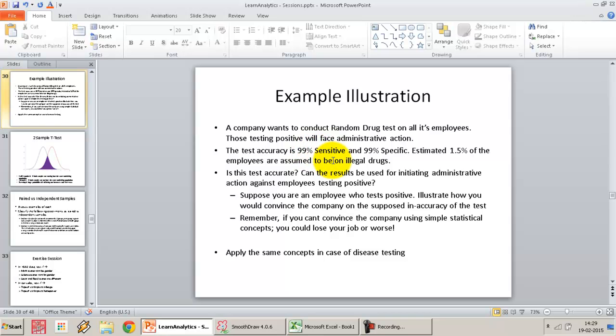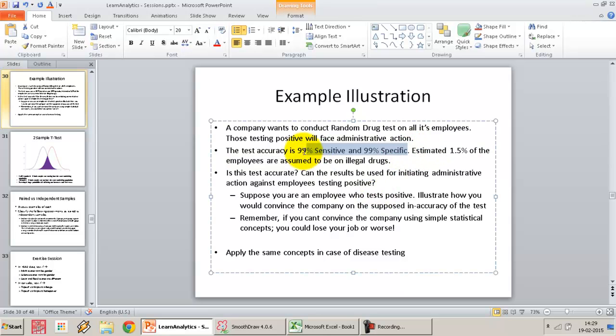Let's flip it around. Supposing you're an employee who has tested positive. It doesn't matter whether you're on drugs or not. The test is 99% sensitive, 99% specific. This cannot be argued against. This is set in stone. The test results or the power of the test or the accuracy of the test is defined. It is applicable. It is non-negotiable, right?